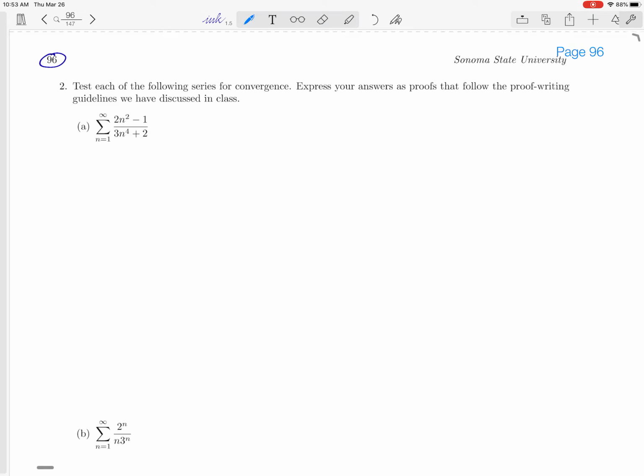Okay, we are looking at example 2A on page 96 of the workbook. This is asking us to determine whether the series that we're given here in part A converges or diverges. And this is the first type of example where we're not really told which convergence test to use here. We have to decide for ourselves. That's a bit of a challenge at first because we've got so many different convergence tests to choose from.